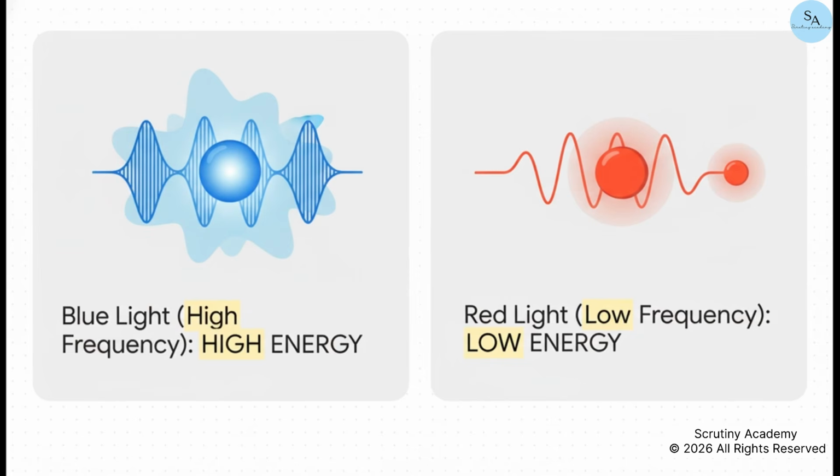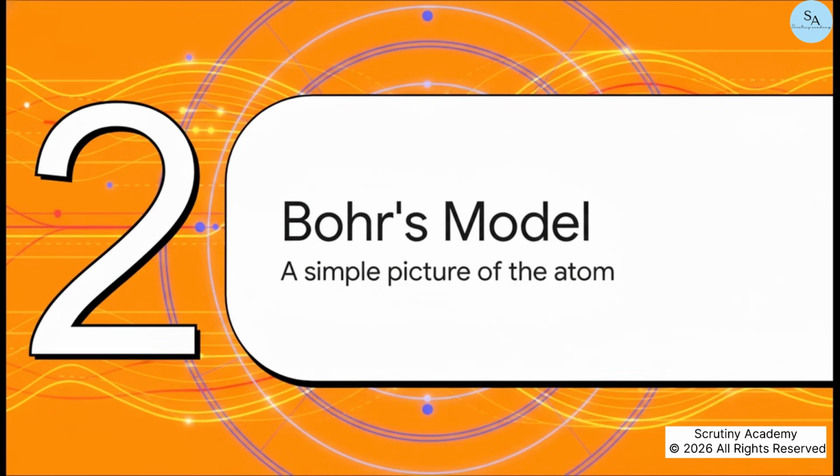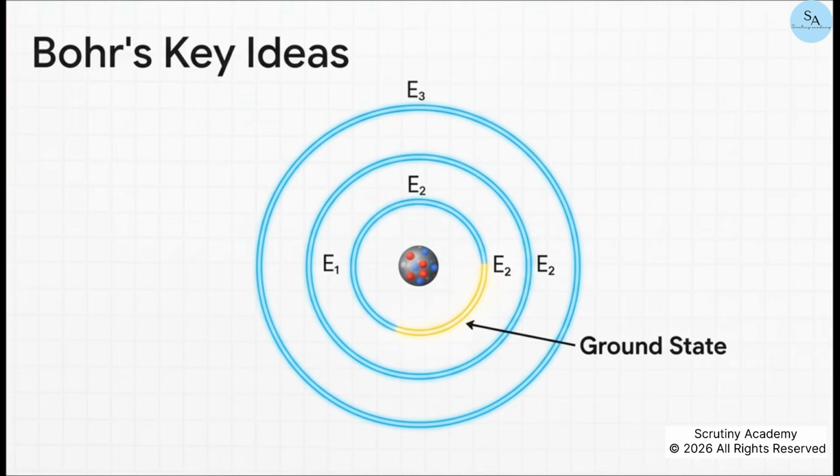And red light has a low frequency, which means low energy. See? Simple. All right, so we've talked about light and energy packets, but how does any of this relate to atoms? Well, that's where Niels Bohr comes in. He created the first really useful map of the atom, and it's simple, but wow, it was powerful. So Bohr's model boils down to 3 main ideas.